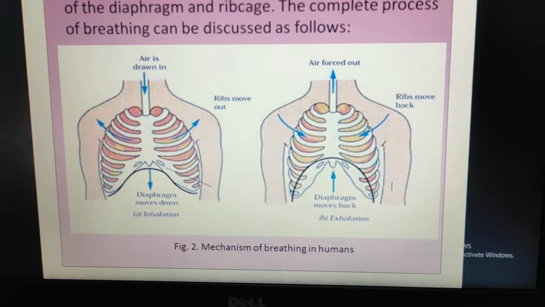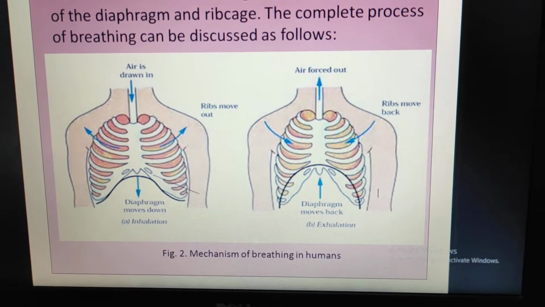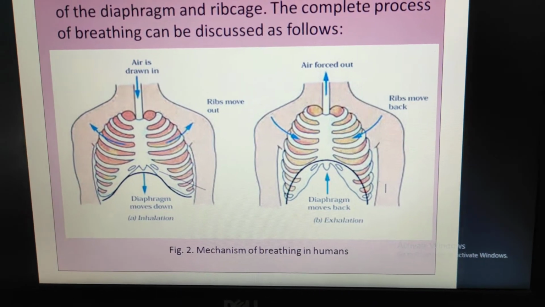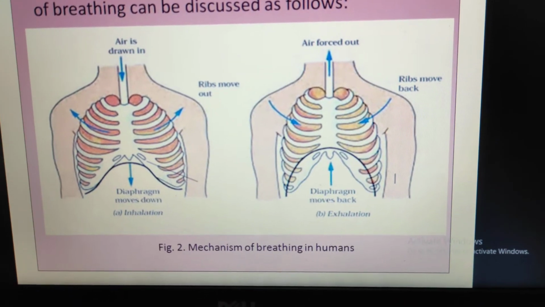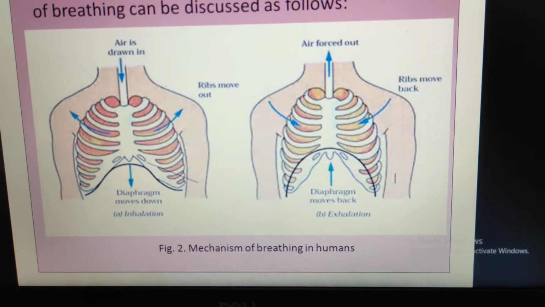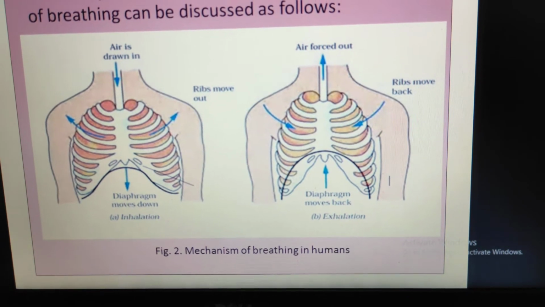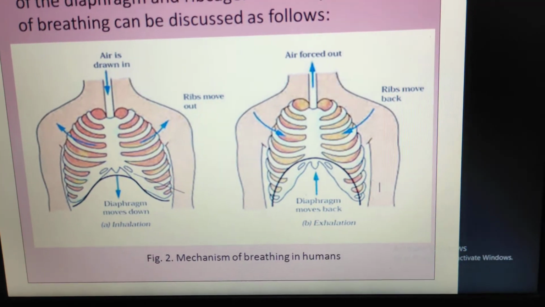During inhalation, as the air is drawn in, the ribs move out and the diaphragm moves down. And during exhalation, when the air is forced out, here the ribs move back and the diaphragm also moves back to its position.